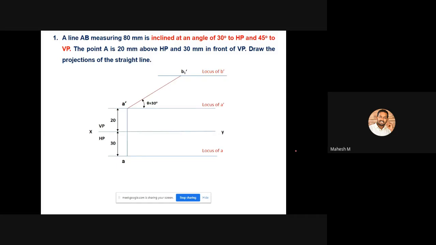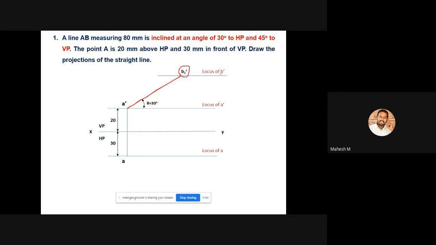So next, you have to name the point and also name the horizontal line. The name of this point is B1 dash. You should not name it as B dash because this one is not our front view. This line is called the true line. So the end point of the true line should be B1 dash, not B dash. And the name of this horizontal line should be locus of B dash.